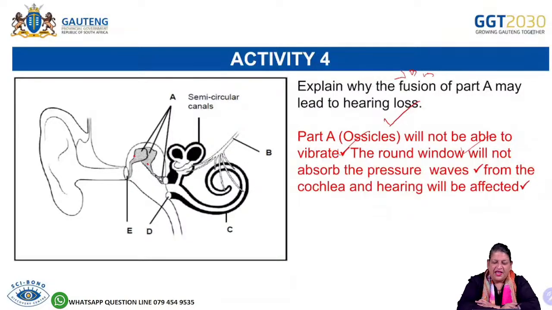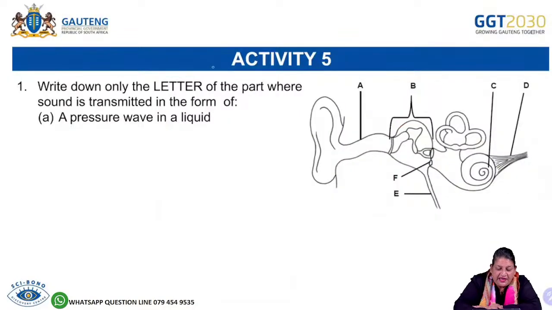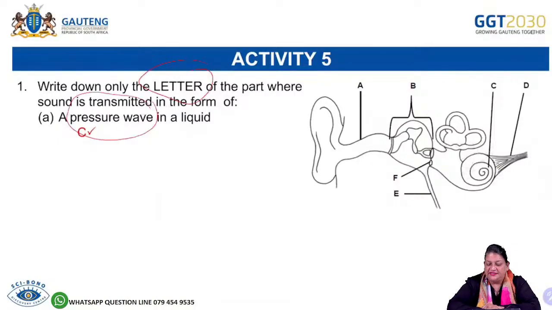All right. Next one, write down only the letter of the part where sound is transmitted in the form of a pressure wave in a liquid. Now, where will sound be transmitted in the form of a pressure wave? We know pressure waves are created in the cochlea. So, where will there be pressure waves? At C. Can you see that here? The cochlea. So, we don't say cochlea because now they want the letter.